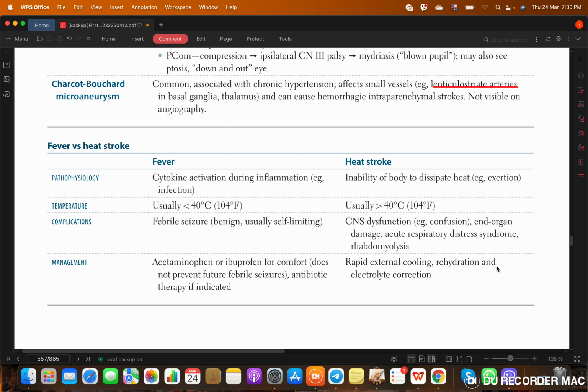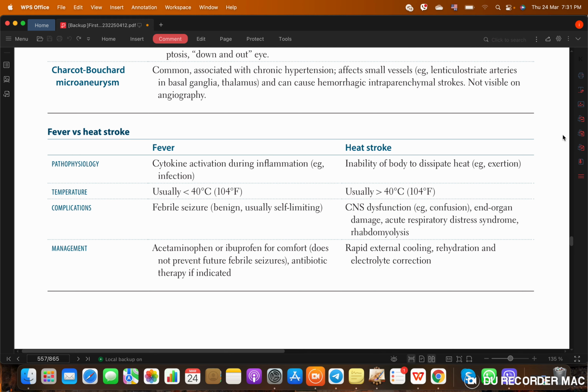So that's correct, the MCA. It's a branch of the MCA, in the basal ganglia and the thalamus, and thus the patient will have pure motor symptoms. So it causes a hemorrhagic intraparenchymal stroke, not visible on an angiography. However, it's super small, so it leads to something known as lacunar infarction. And in that case, it's going to be a pure motor type of stroke.